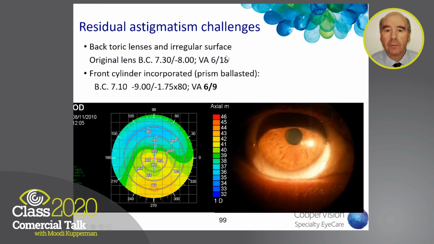As I said before, with these lenses, we can also challenge residual astigmatism. So front astigmatism can be added to these lenses with prism balance stabilization. If, for example, the original lens was 7.3 minus 8, the visual acuity was 6/18. Adding the astigmatism improved dramatically the vision.